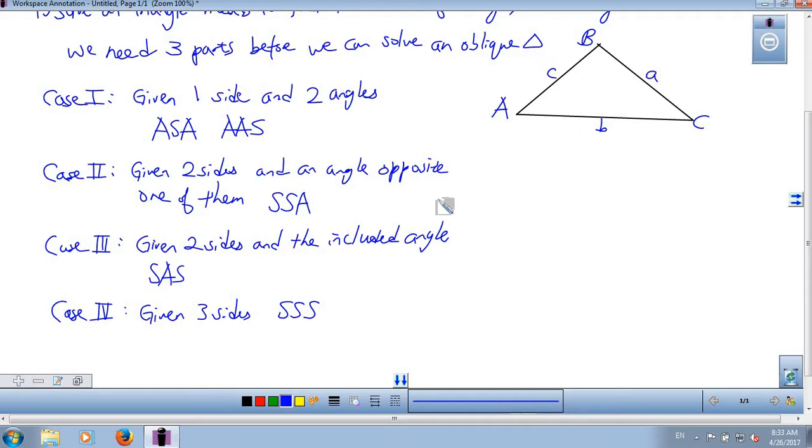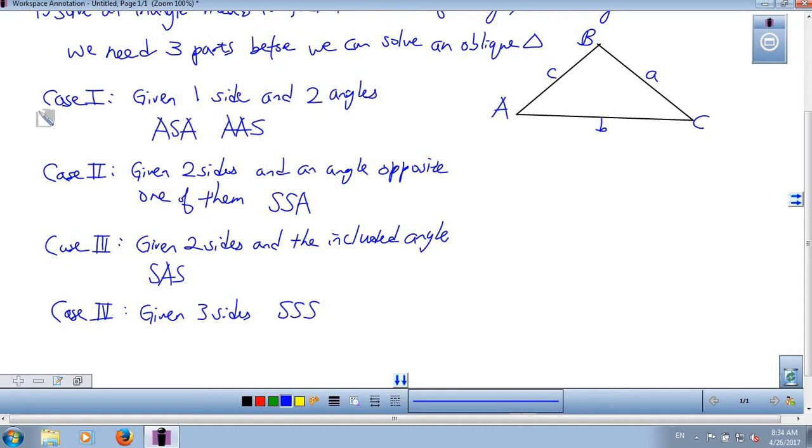Okay, so in order to solve oblique triangles, we have to have angle, side, angle or angle, angle, side, which is case 1, one side and two angles; or two sides and one angle opposite them, side, side, angle; or two sides and the included angle, side, angle, side; or given three sides, side, side, side. Okay, so let's go ahead and start talking about case 1.